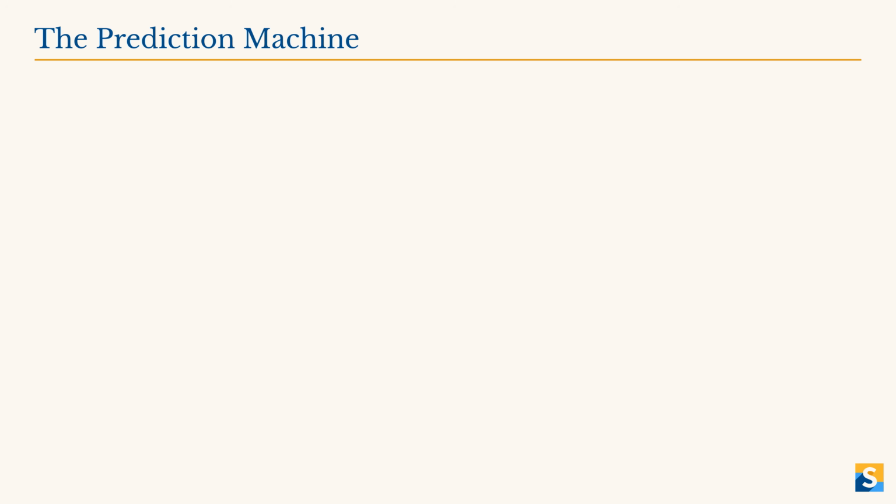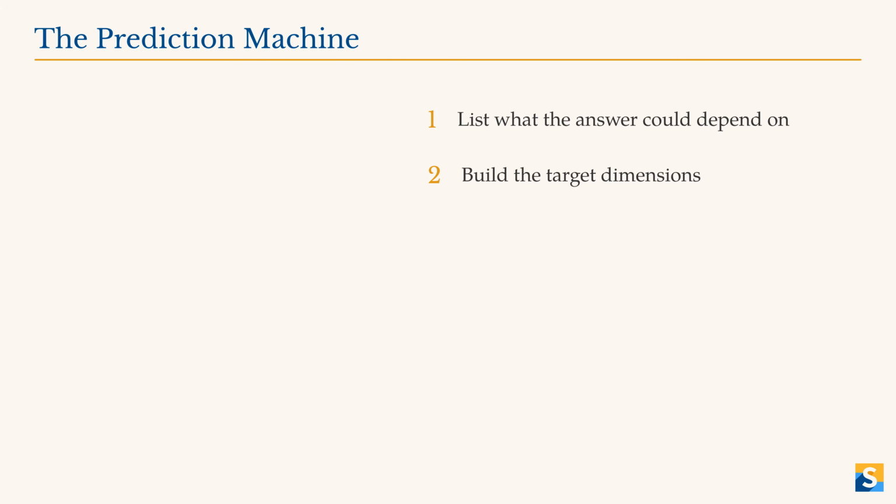Now let's turn the error detector into a prediction machine. Here's the recipe. Step 1. List every quantity the answer could possibly depend on. Step 2. Find the combination of those quantities that has the dimensions of the thing you want. Step 3. Write down the answer times some unknown pure number, which is usually close to 1.